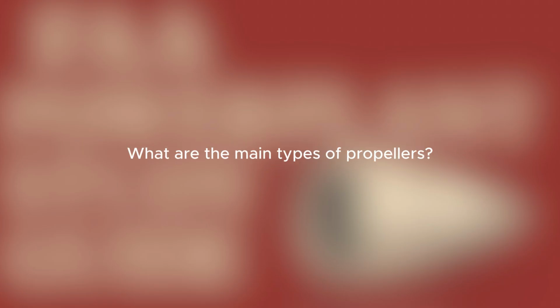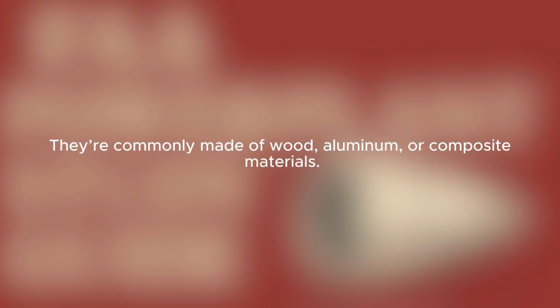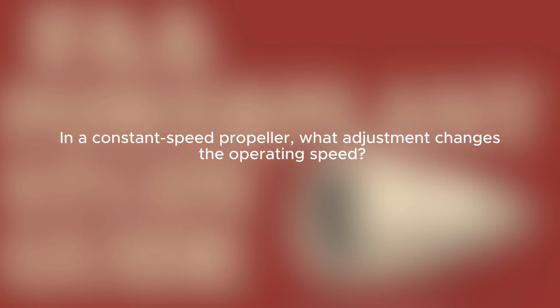What are the main types of propellers? Fixed pitch, ground adjustable, constant speed, non-feathering, and constant speed feathering. What materials are propeller blades made from? They're commonly made of wood, aluminum, or composite materials. In a constant speed propeller, what adjustment changes the operating speed? Adjusting the compression on the speeder spring inside the governor.